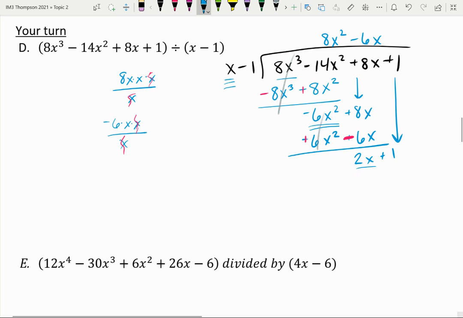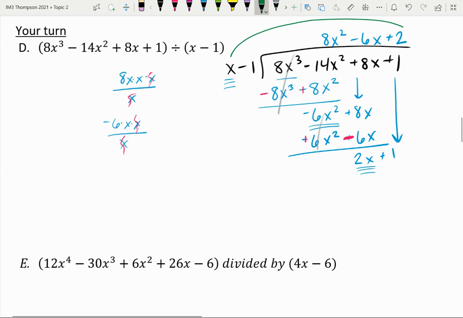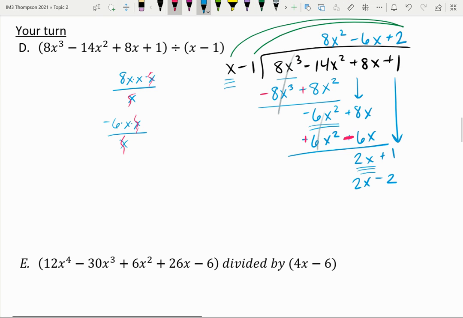So x into 2x goes in 2 times. Distribute 2 times x. 2 times negative 1. Change the signs. 2x minus 2x cancels. Plus 1 plus 2 gives me a positive 3.